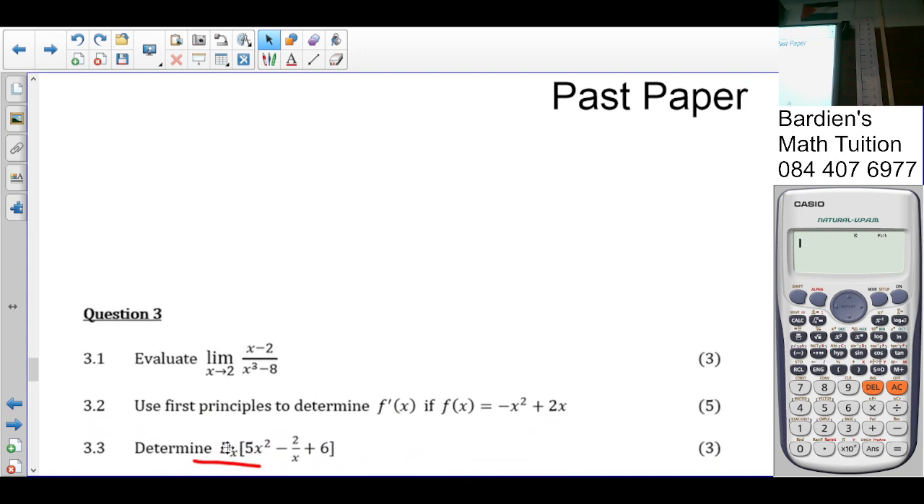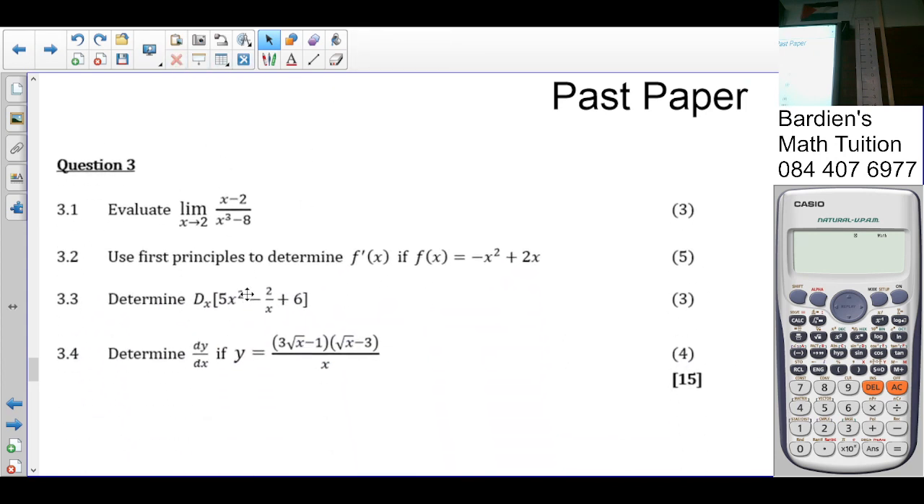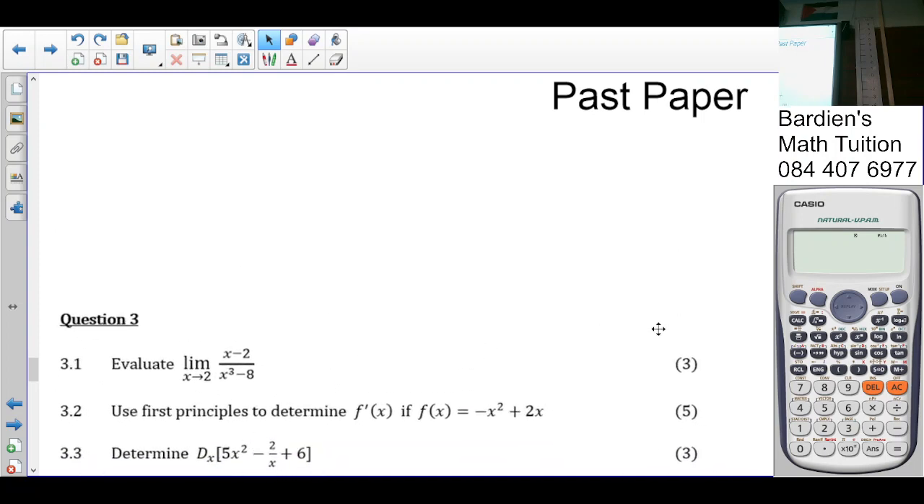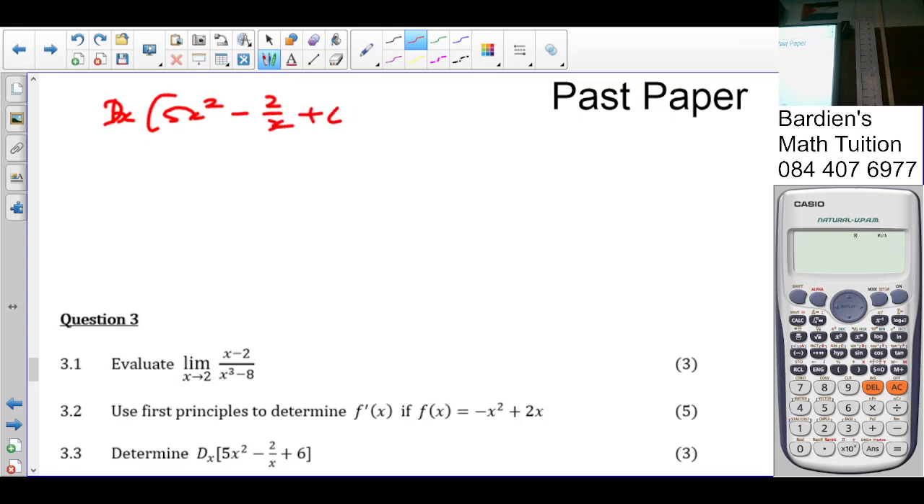Let's look at number 3. Number 3 says determine d of x. If d of x is 5x squared minus 2 over x plus 6. So can I apply my derivative? Now I can't apply my derivative because of this here. Not so. I'll take it up. Which now gives me 5x squared minus 2x minus 1 plus 6.